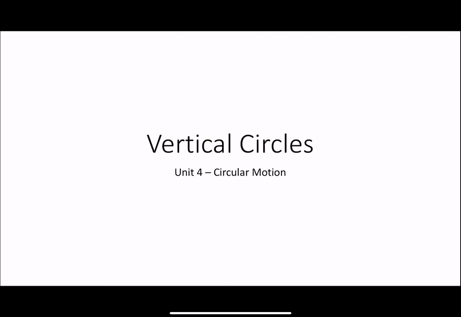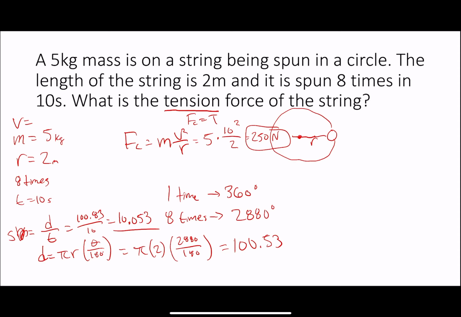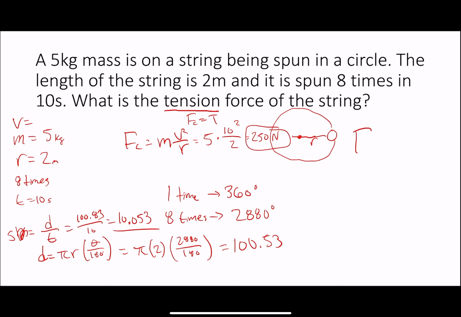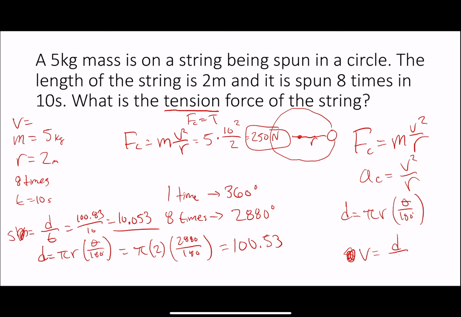With that, you should be able to complete the worksheet. It's not too bad. We're really just using this equation, Fc equals mv squared over r. We might be using this equation if we just want the acceleration. We don't want the force. We'll be using the arc length equation, d equals pi r theta over 180. And we'll be using speed, we can really just call it velocity because that's really the term we're going to use. Velocity is equal to distance over time.